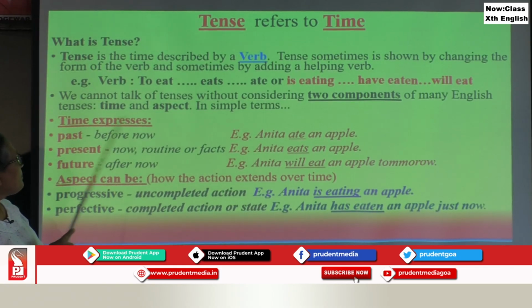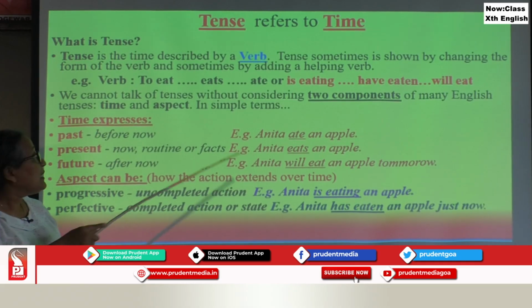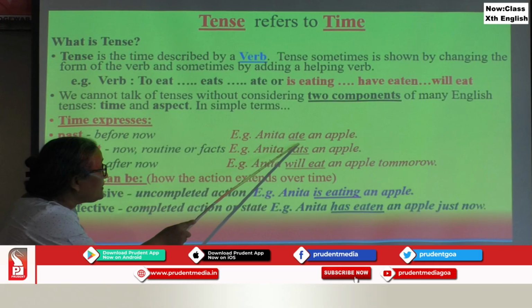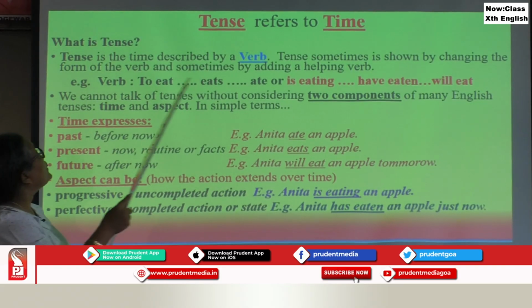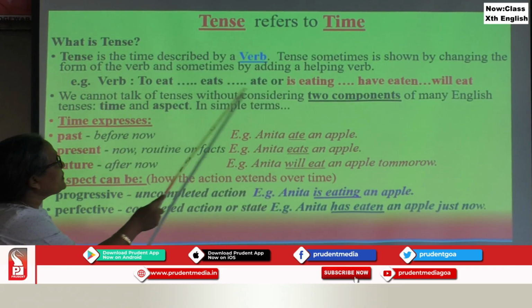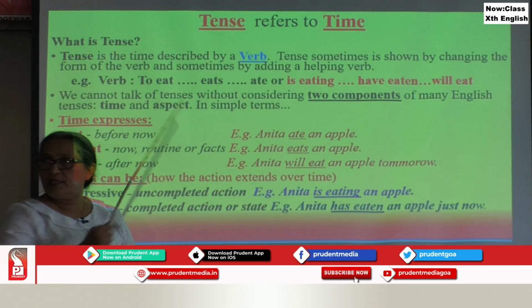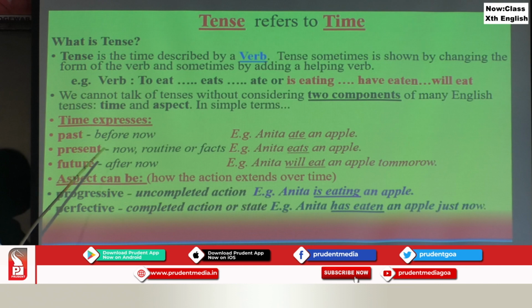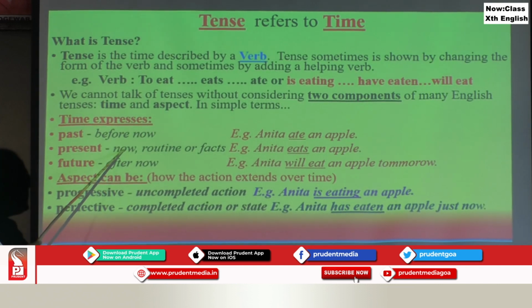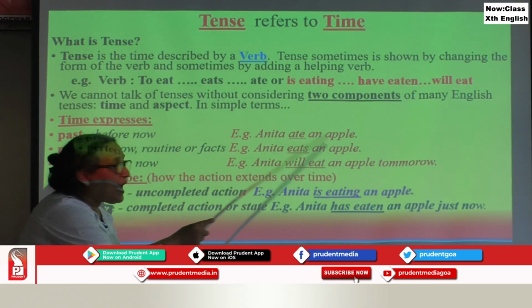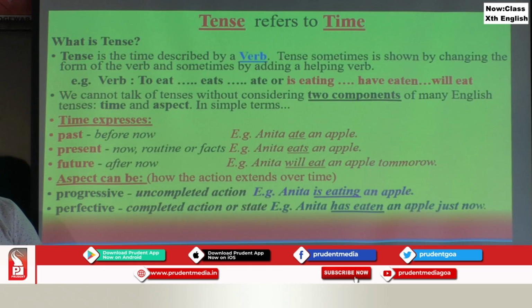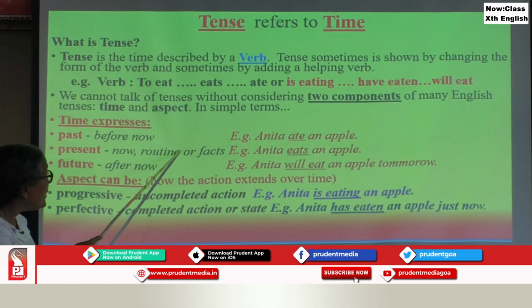Past: before now, not now, before. Anita ate an apple. Ate is before now. I've only changed the form. From to eat, I've made it ate, to use it in the simple past. By present, we identify now, routine and facts. By now I mean Anita eats an apple now. Anita eats an apple every day.